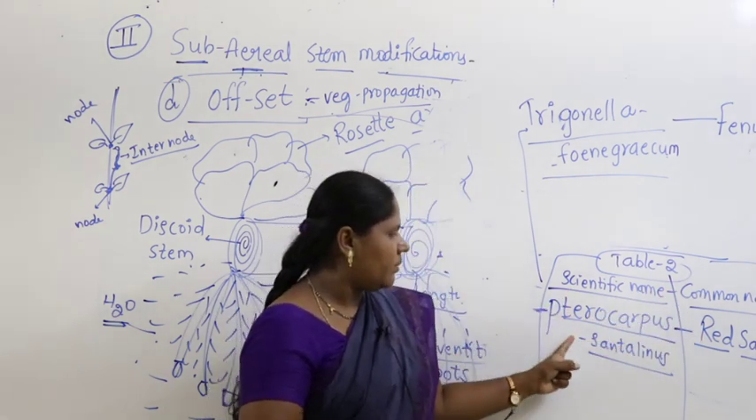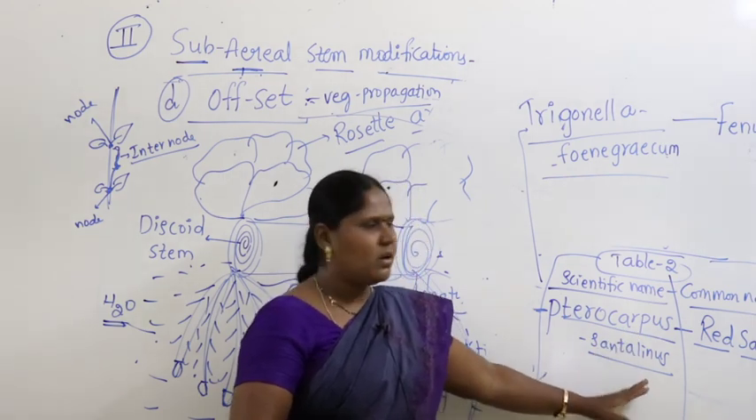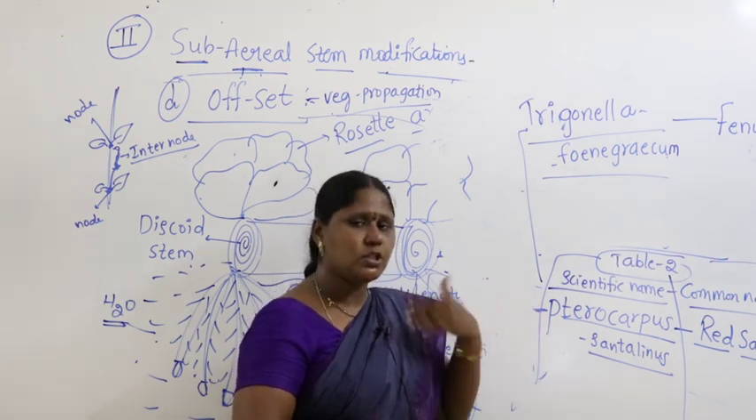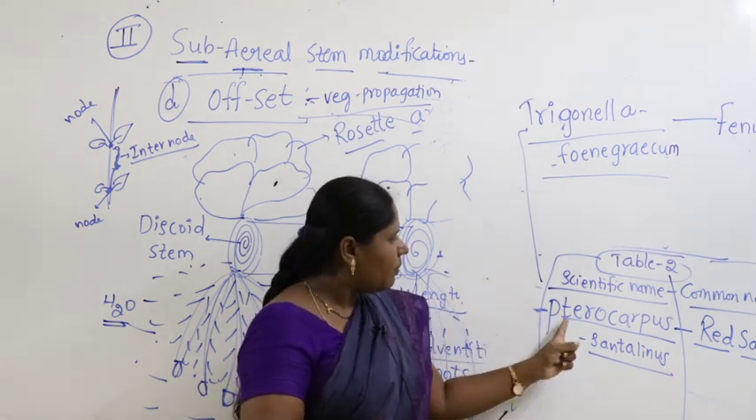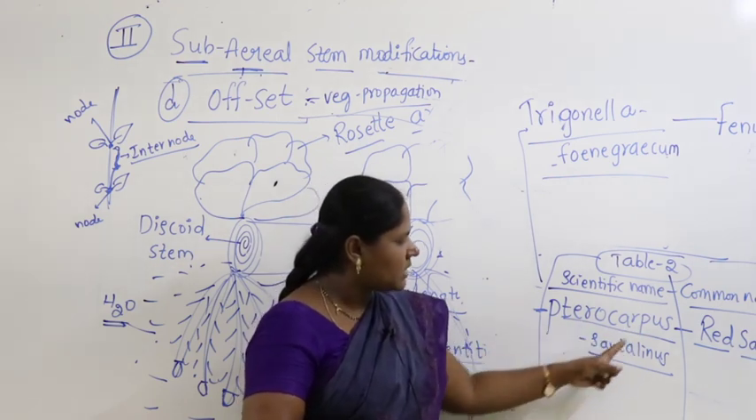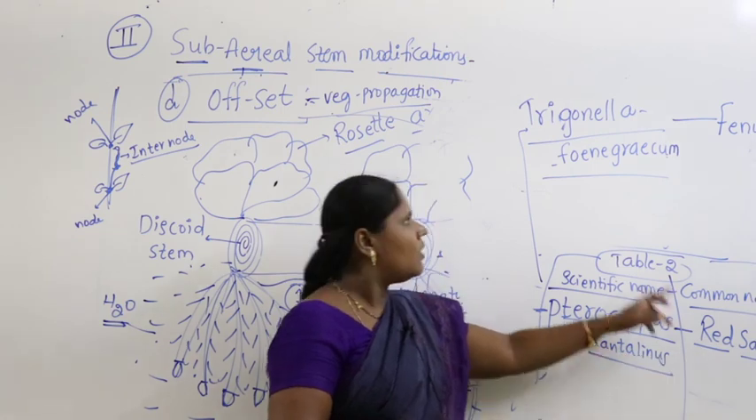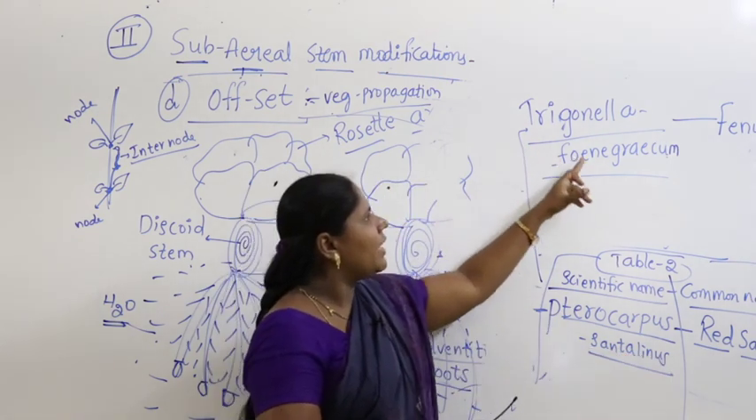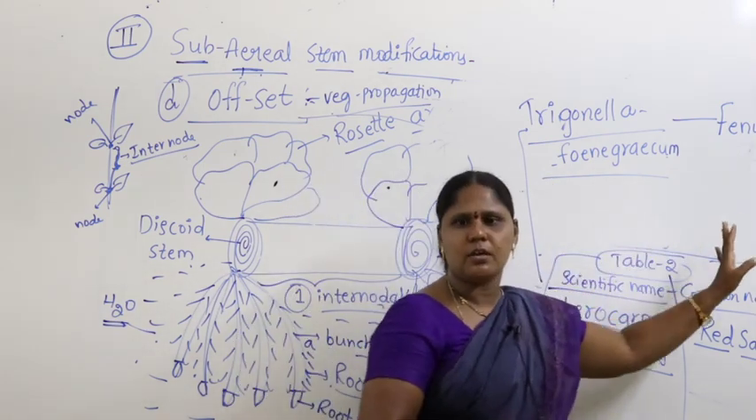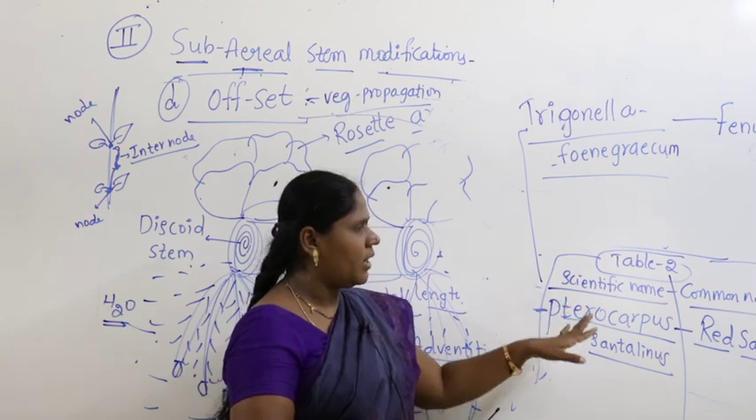What is the scientific name? Pterocarpus santallinus. Try to remember the pronunciation, how you have to speak: Pterocarpus, the P is silent. Pterocarpus santallinus, commonly called red sanders. What is the other plant? Trigonella phenygrichum, commonly called fenugreek. So these are the 2 plants you can remember for scientific name and common name.